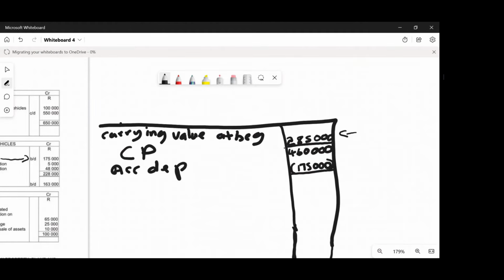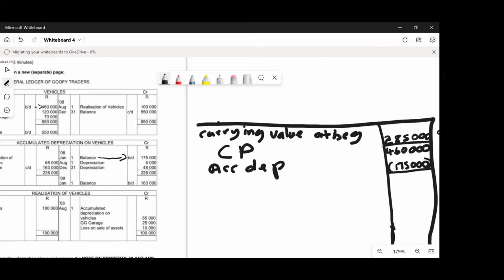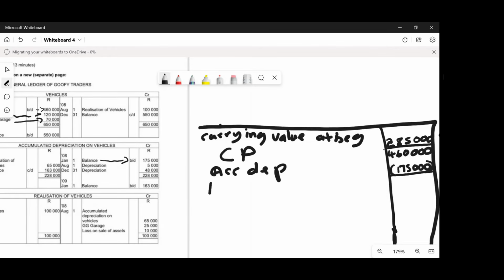And then afterwards, we need to check, do we have any additions, or did we buy a vehicle during that year? So we go back to our T account. We see that on the debit side of vehicles, we have two amounts, where one we bought for cash and the other one might be on credit. So we bought two vehicles during that year. Because at the beginning of the year, we had 460. And then on the 31st of March, we bought a vehicle for 120,000. And then on the 1st of August, we bought another vehicle for 70,000. So you record additions.